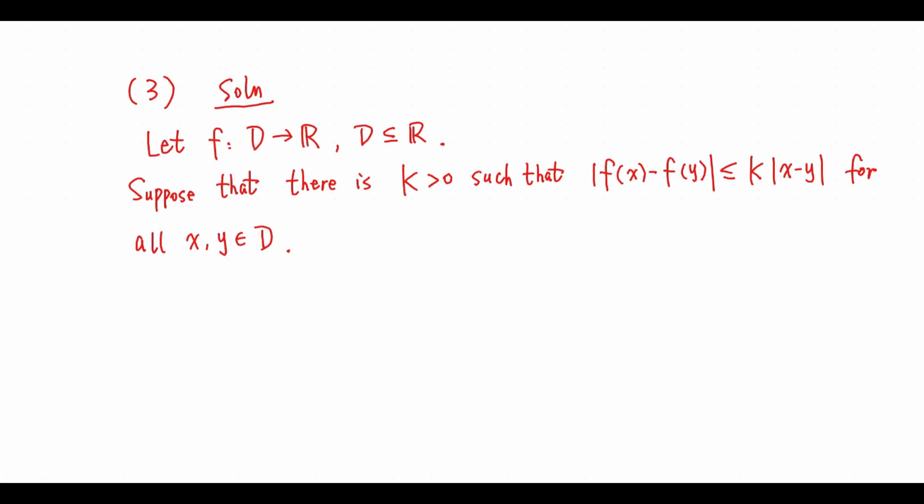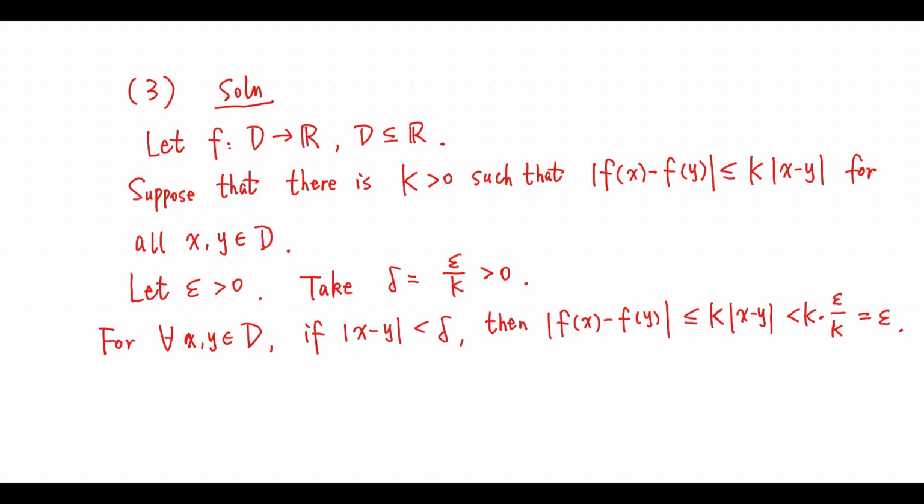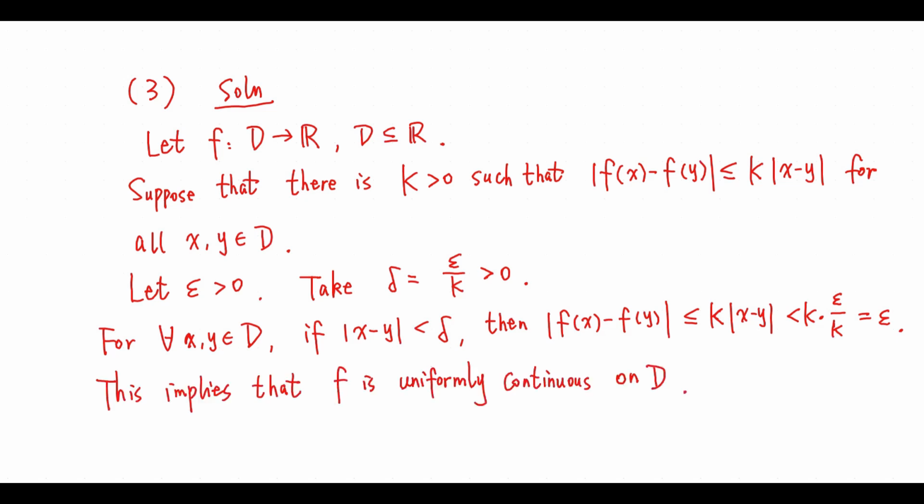Solution. Suppose that the function f satisfies a Lipschitz condition. Let epsilon be a positive number. Take delta equal to epsilon over k. For any x, y in the domain D, if the absolute value of x minus y is less than delta, then the absolute value of f(x) minus f(y) is less than epsilon. This implies f is uniformly continuous on the domain D.